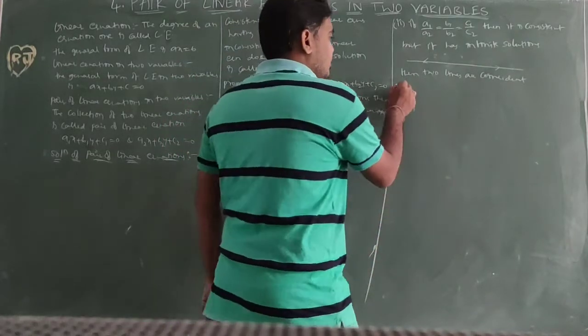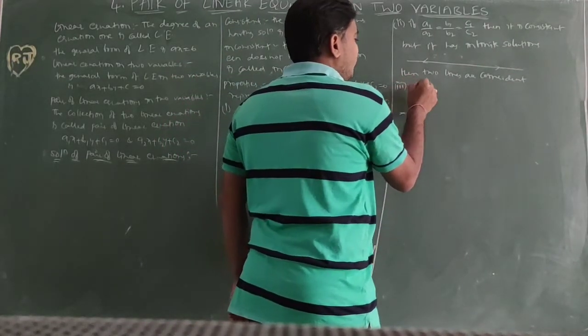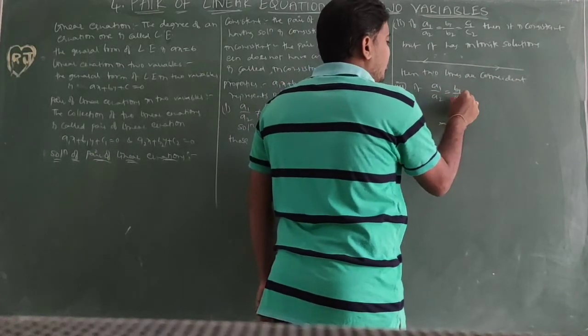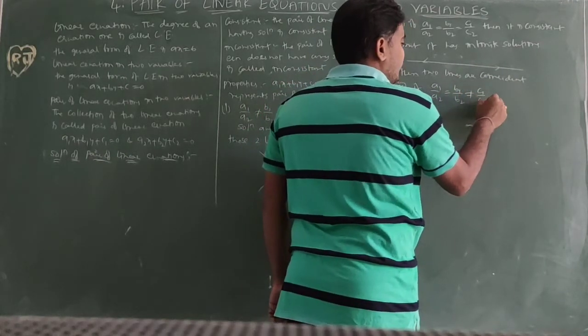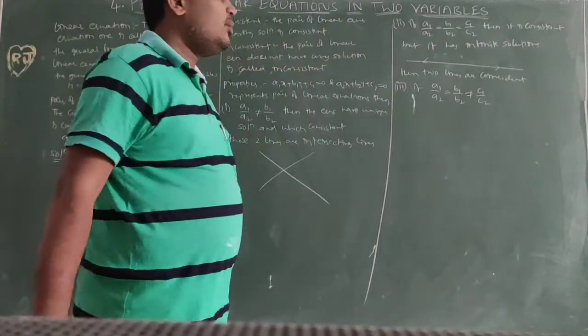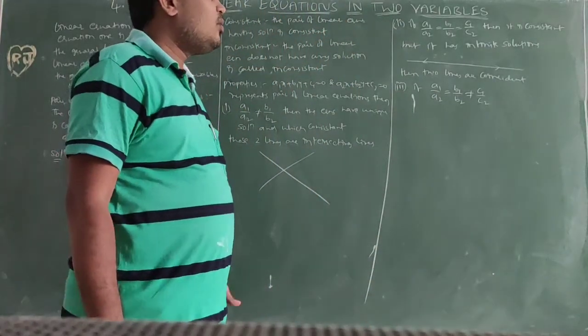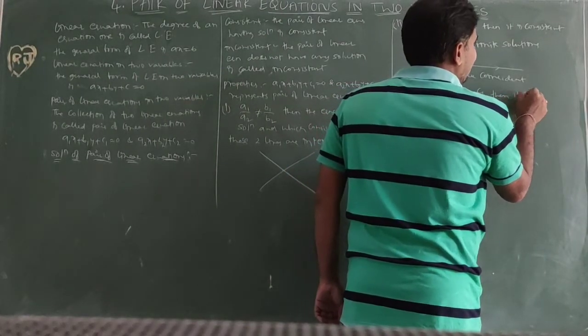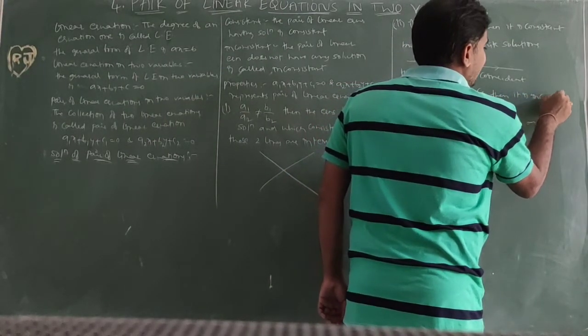Next, third: if a1 by a2 equal to b1 by b2 not equal to c1 by c2, then it is inconsistent.